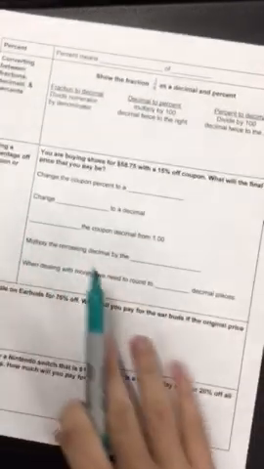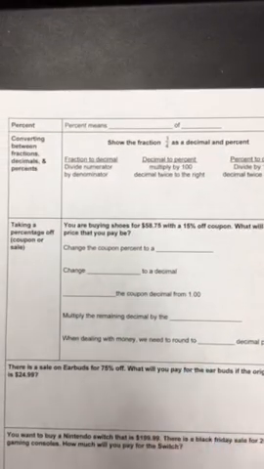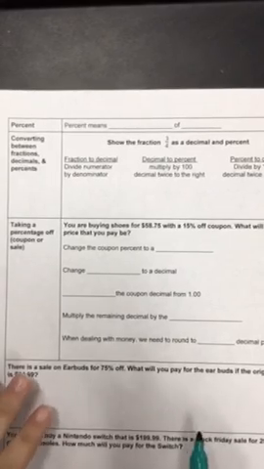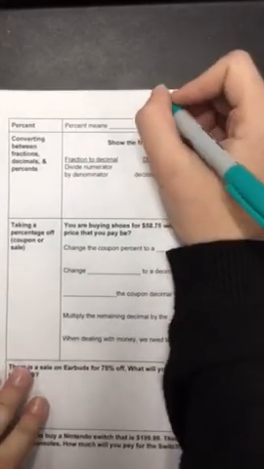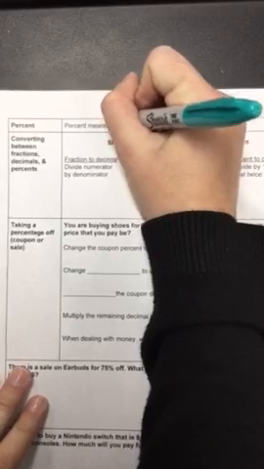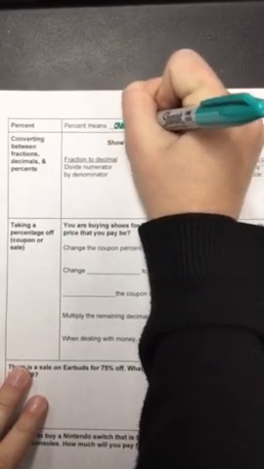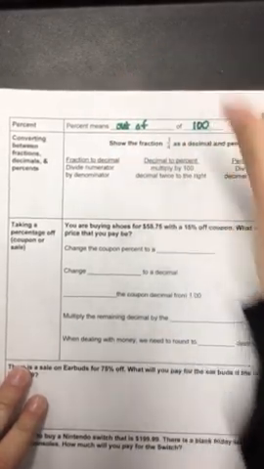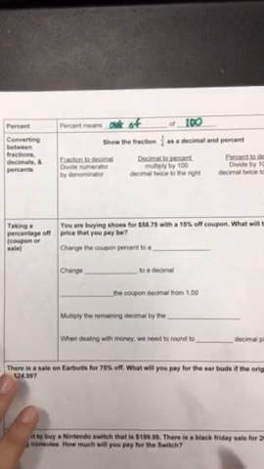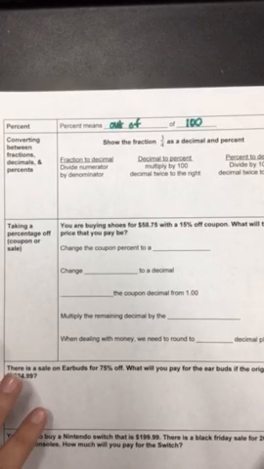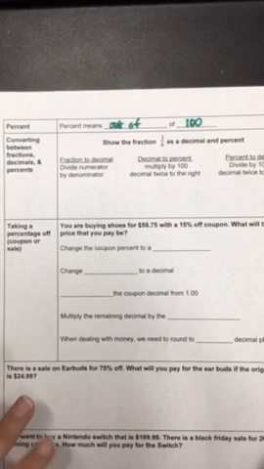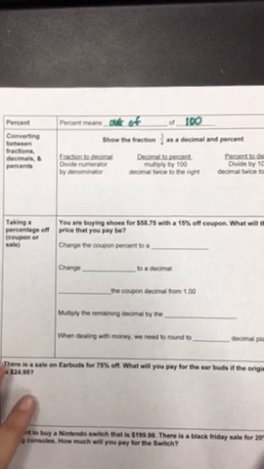I want to review real quick what percentages are. So the word percent actually means out of 100. So if you get, let's say you get 3 questions out of 10 correct on a quiz. First of all, you did not do very well on that quiz, but if you got 3 out of 10, that would be a 30%.